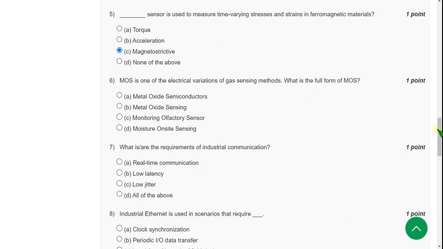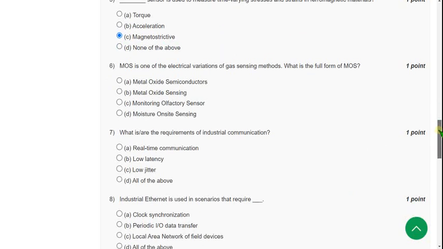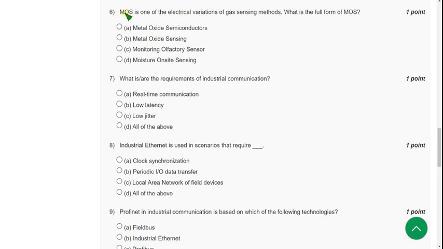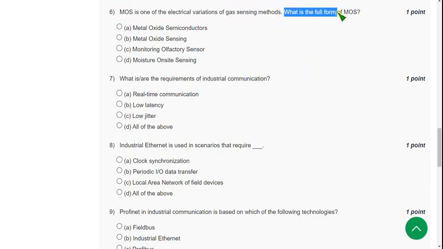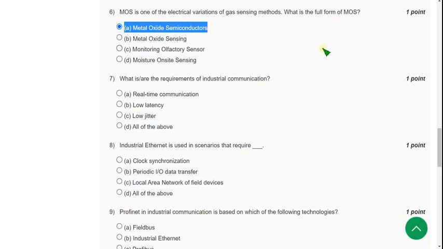Moving on to the sixth question, MOS is one of the electrical variations of gas sensing methods. So what is the full form of MOS? MOS stands for option A, metal oxide semiconductors. So mark option A as the correct answer for the sixth question.